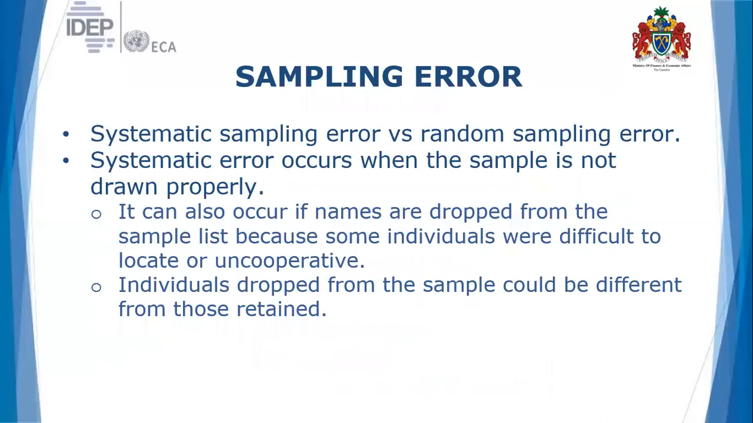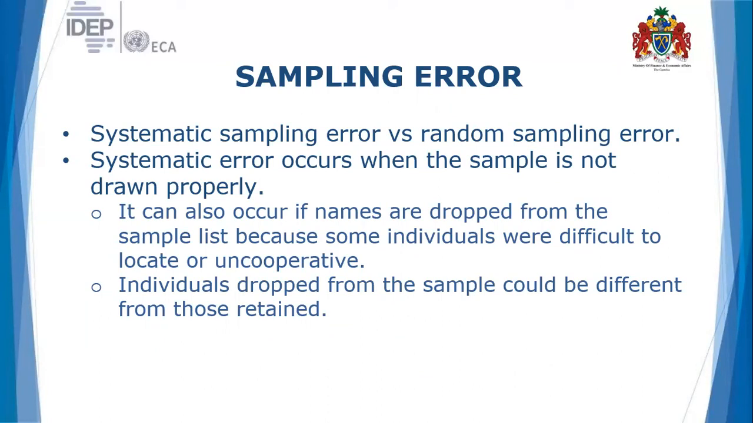Now, having looked at both probability and non-probability sampling, let us look at some errors that are common while we are doing sampling. These errors are generally categorized into two: systematic sampling error and random sampling error.